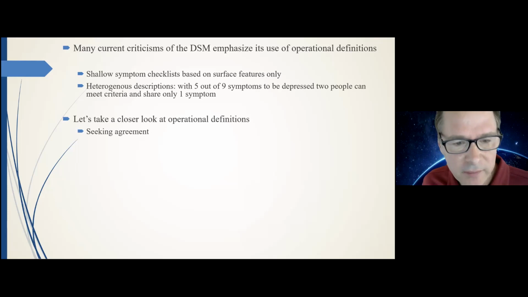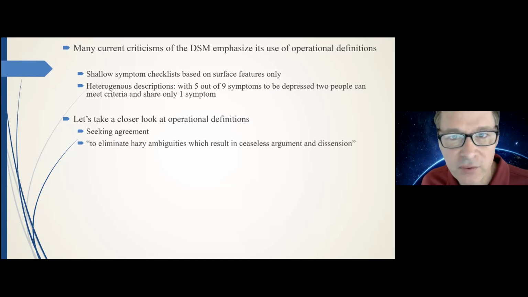In the philosophy of science, operational definitions were introduced in an attempt to seek agreement on the meaning of terms. The operations that you use, what you do to come up with a measure, should be repeatable from person to person and situation to situation. S.S. Stevens, a psychologist who advocated for the use of operational definitions, said we need these things to eliminate hazy ambiguities, which result in ceaseless argument and dissension.